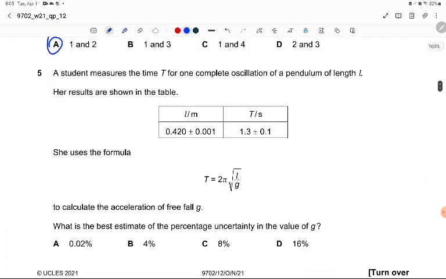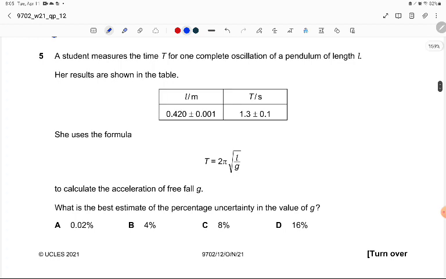Let's just look at this question. A student measures the time for one complete oscillation of a pendulum of length L. A pendulum moves left to right. Her results are shown in the table. A student is a her and she happens to have a pendulum.